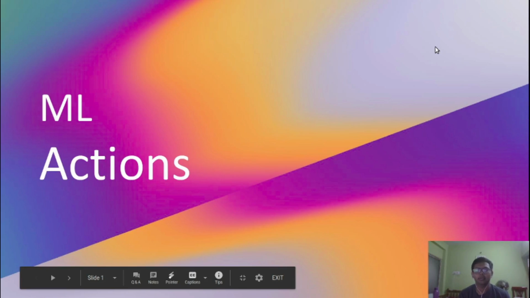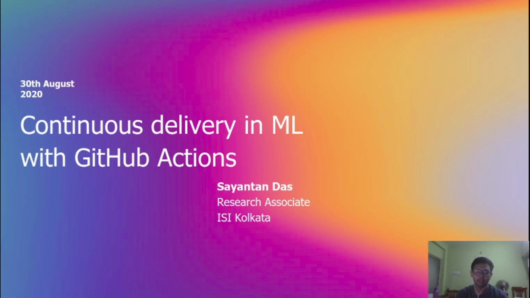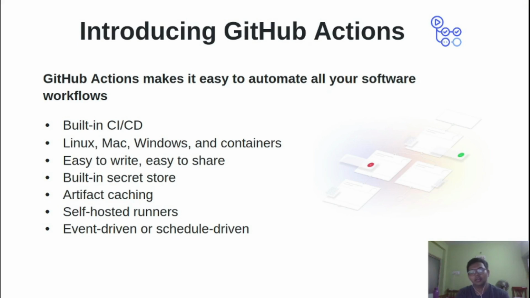We will talk about ML actions. I am Shayantan and I am a research associate at ISI Kolkata. So we'll talk about continuous delivery in ML with GitHub actions. So what are GitHub actions? GitHub actions are a way to automate your software workflows.